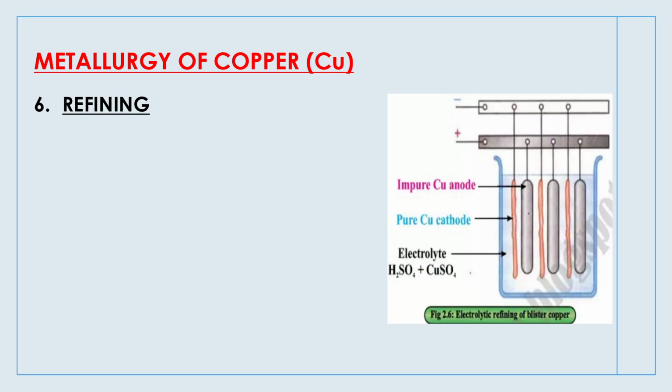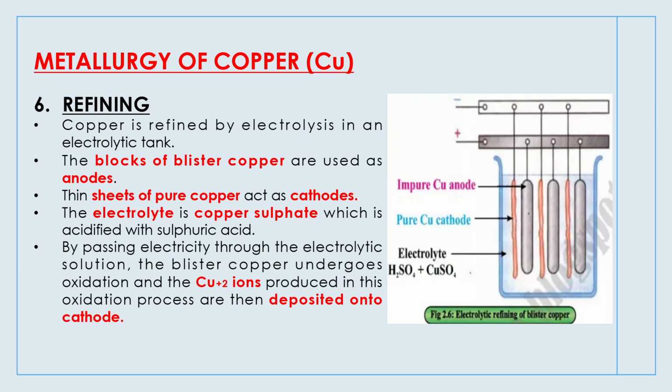The electrolyte used here will be copper sulfate, and the reaction takes place in an acidic medium, so sulfuric acid will be used. When electricity is passed through the electrolytic solution, the blister copper, that is the anode, will undergo oxidation and the copper ions will be produced. They will be further deposited on the cathode because on the cathode reduction occurs. The impurities which are left behind will fall to the bottom of the cell and it is known as the anode mud.